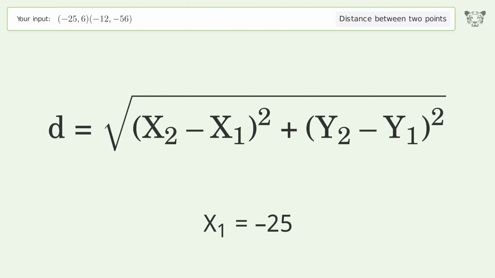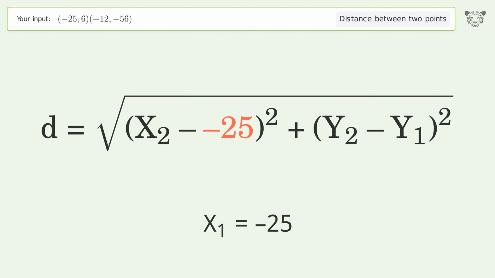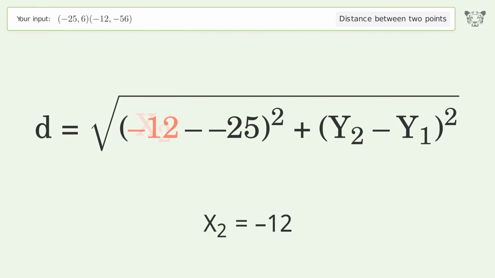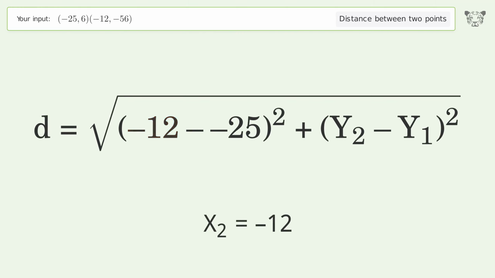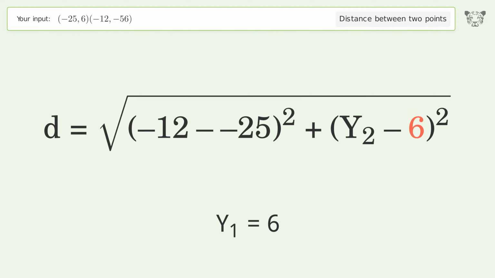x1 equals -25. x2 equals -12. y1 equals 6. y2 equals -56.